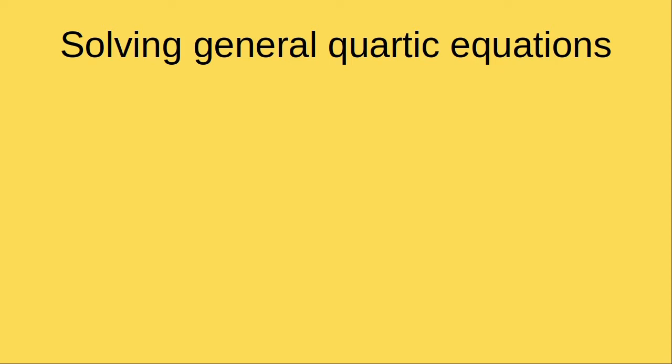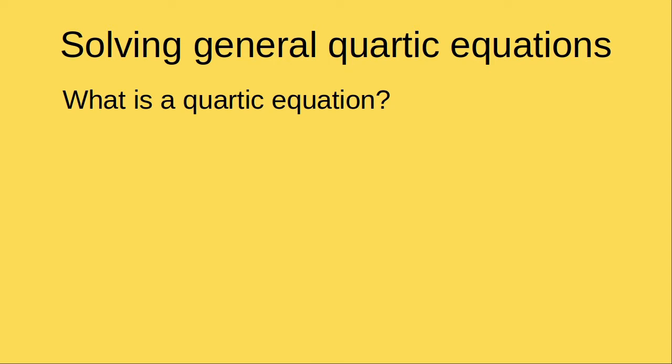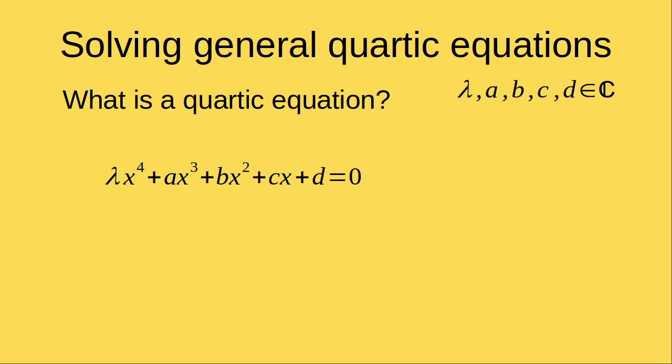So, what is a quartic equation? A quartic equation is a polynomial equation of degree 4 in one variable, say x. More concretely, it is of the form lambda x to the fourth plus a x cubed plus b x squared plus c x plus d equals 0. Lambda, a, b, c and d are complex numbers called coefficients of the left-hand side polynomial. Our goal will be to find all complex values for x for which the quartic equation becomes true.